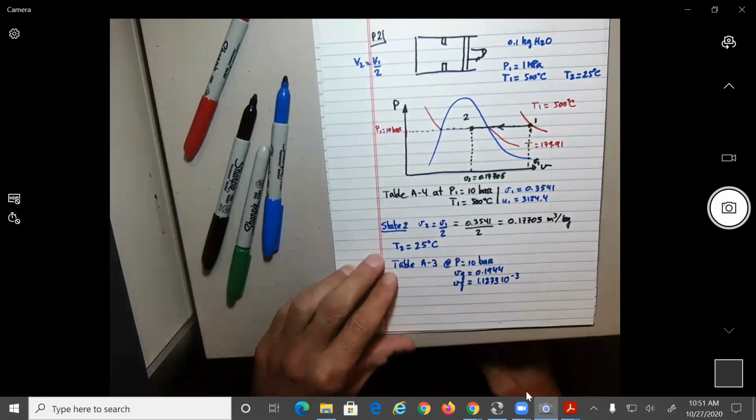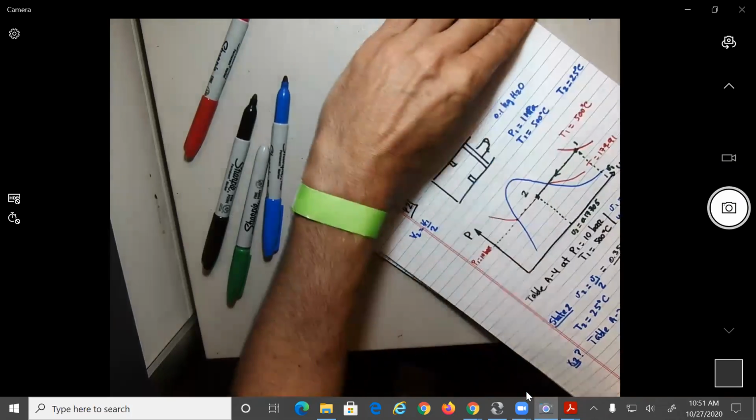Let me go to the next page, which I have. Okay, this is my last page over here. I think I have another block.